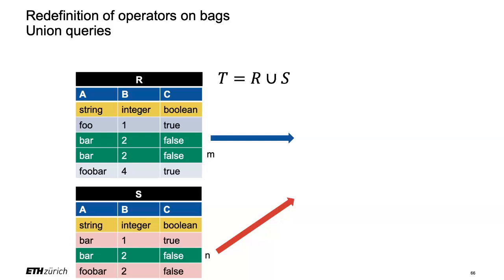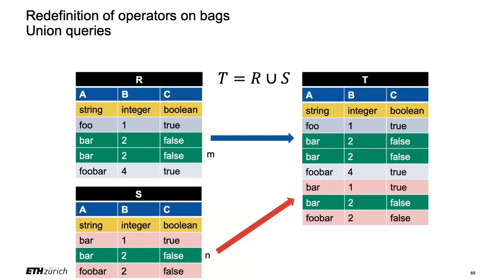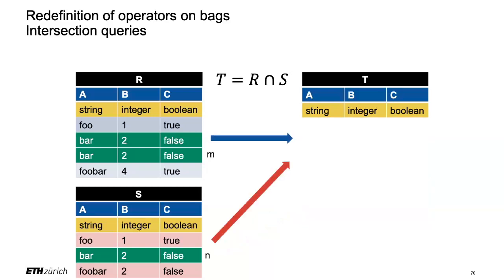Anybody? 3, right? If I take the union, I just add them. So if I have m times a tuple in R and n times a tuple in S, then it will appear m plus n times in T. Who agrees? Right? Okay. What about the intersection?